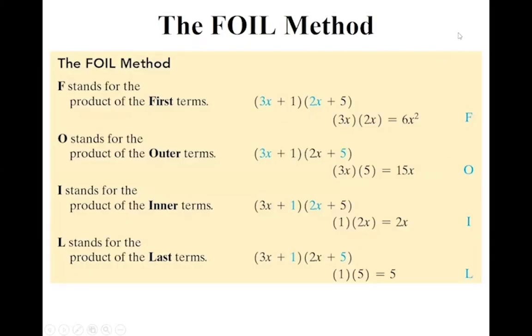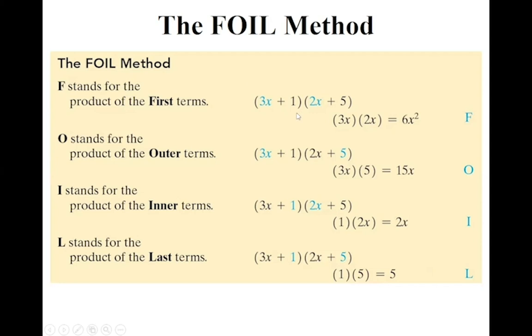We have something called the FOIL method. FOIL stands for first, outer, inner, last. First meaning the product of the first terms, outer meaning the product of the outer terms, I meaning the product of the inner terms, L meaning the product of the last terms. So first is the first terms, outer is the outer terms, inner is the inner terms, last are the last terms. We get those four products, and then we add them together.